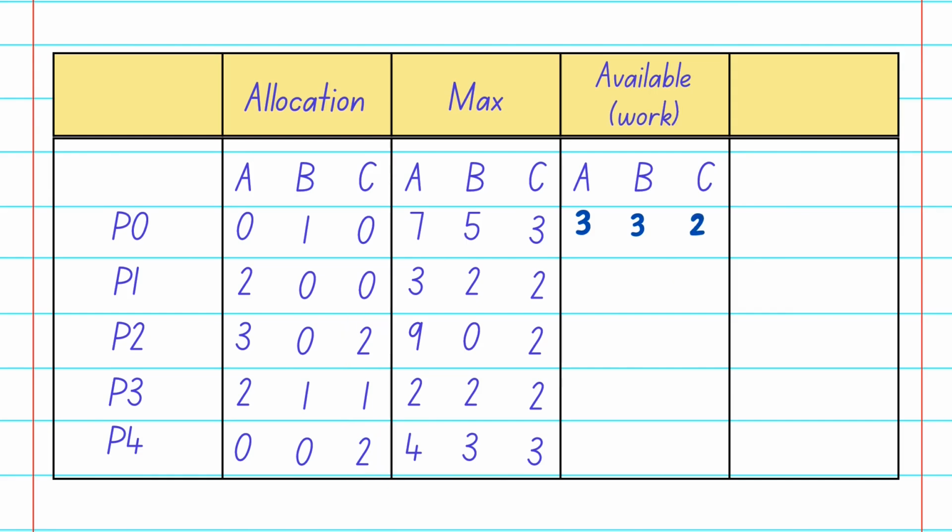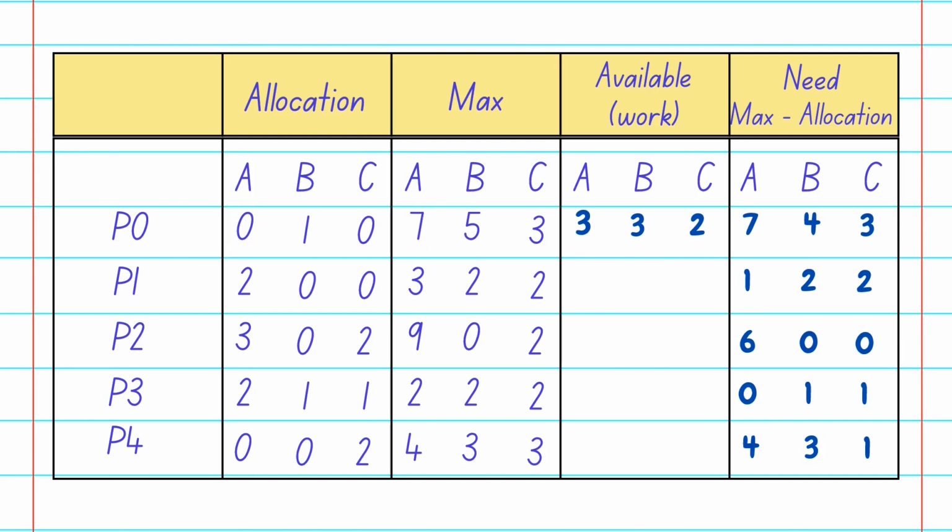Got it? Now after calculating available resources, we have to find out the need matrix. Need means the additional resources that a process still requires to complete its task, and it can be calculated as maximum value minus allocation value. So for process P0, the need for resource A is 7 minus 0, which is equal to 7. So we can write the need for A is 7. Same for B and C, and the same for processes P1 to P4, right? Like this. Got it? Now we have to find out the available work for process P1, right?